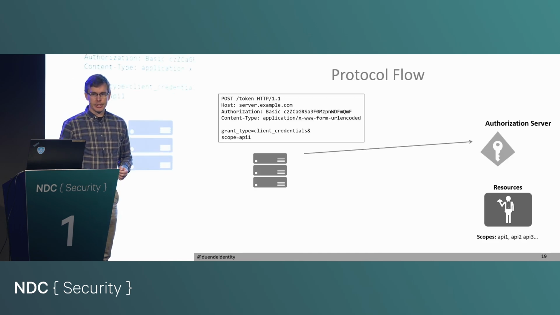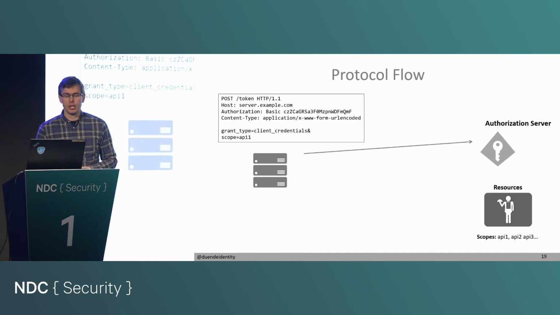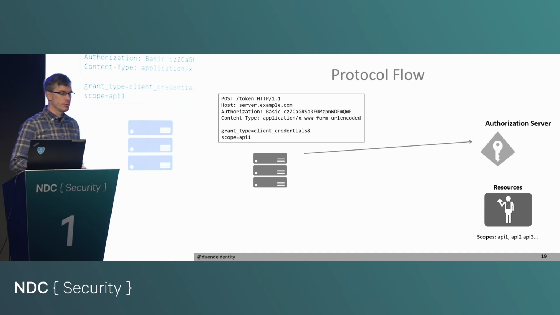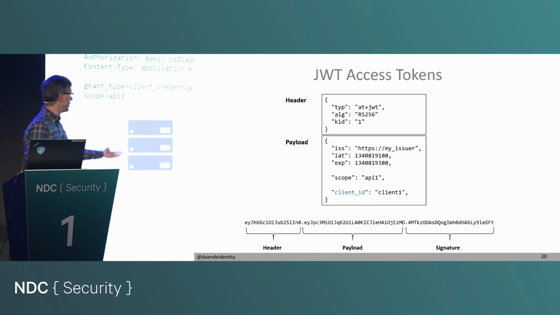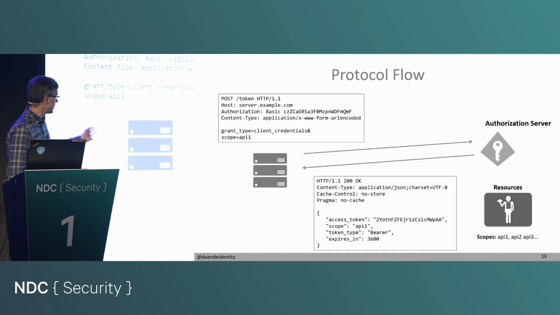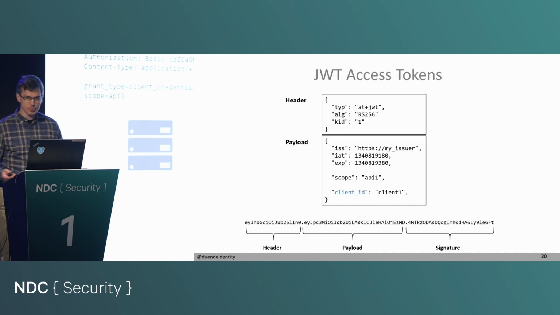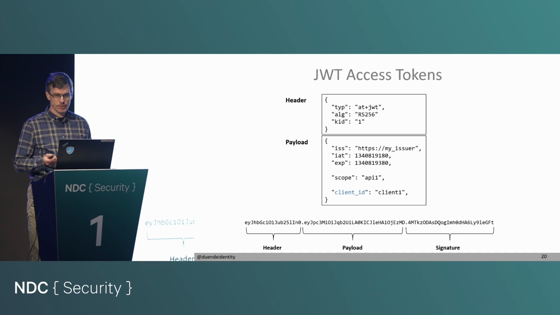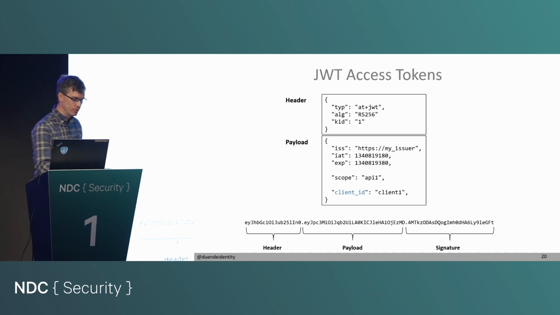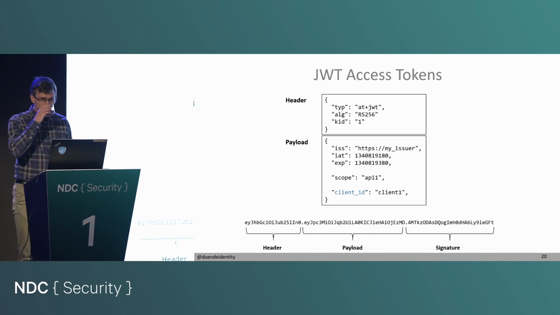The protocol flow is extremely simple. We make a post request to the token endpoint on the authorization server. We get a response back with the token, and then we can call the APIs using that. Let's have a look at the token. The token is a JSON web token, typically, but as I will soon get to, not always, but typically it is.